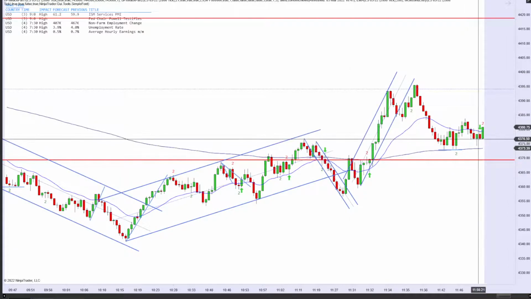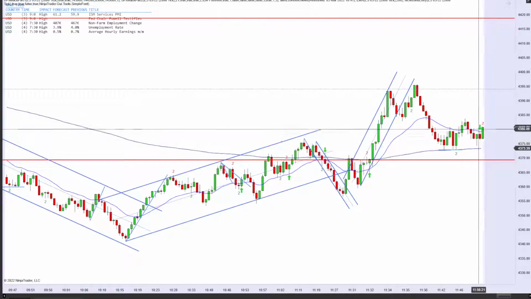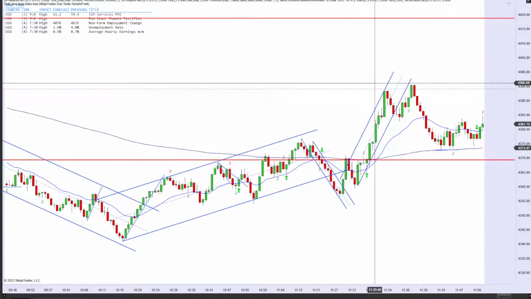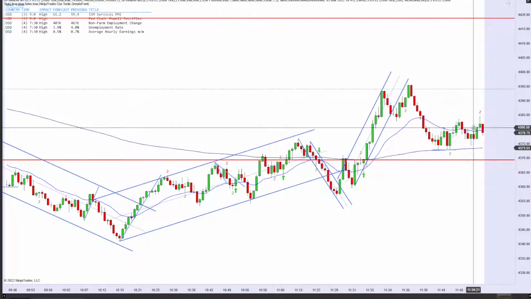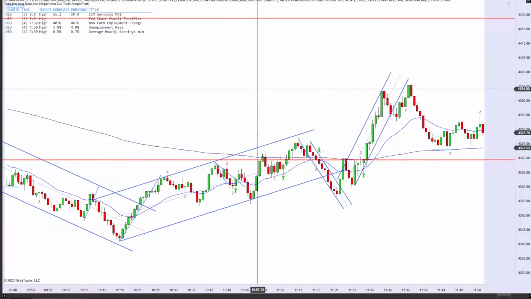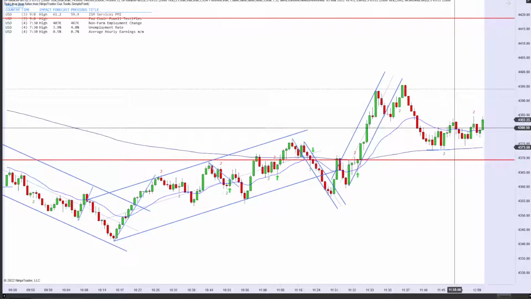Doesn't trigger. If it ticked below this bar, I would have been in that trade, but it never triggered. So we stay safe. We can just delete that. And now look at what prices are doing. Prices are really holding this EMA.